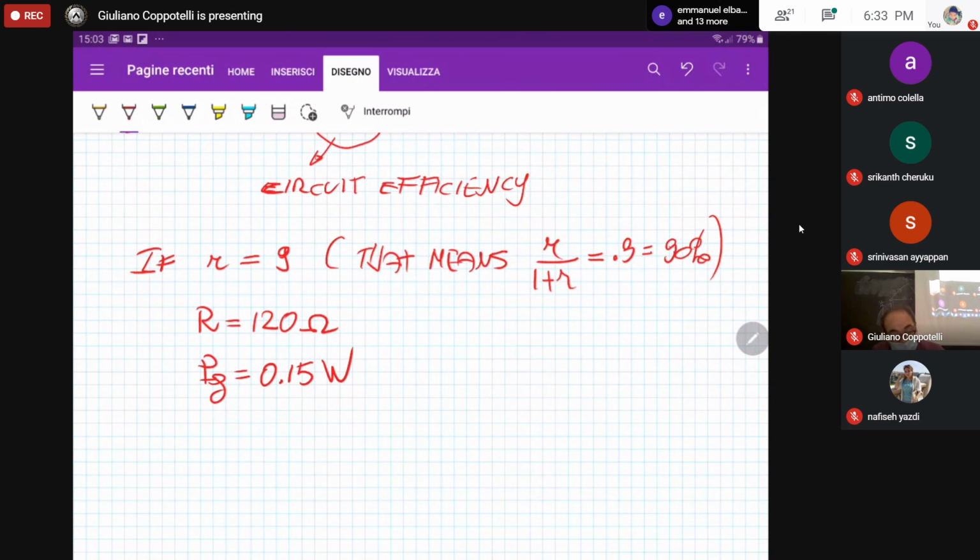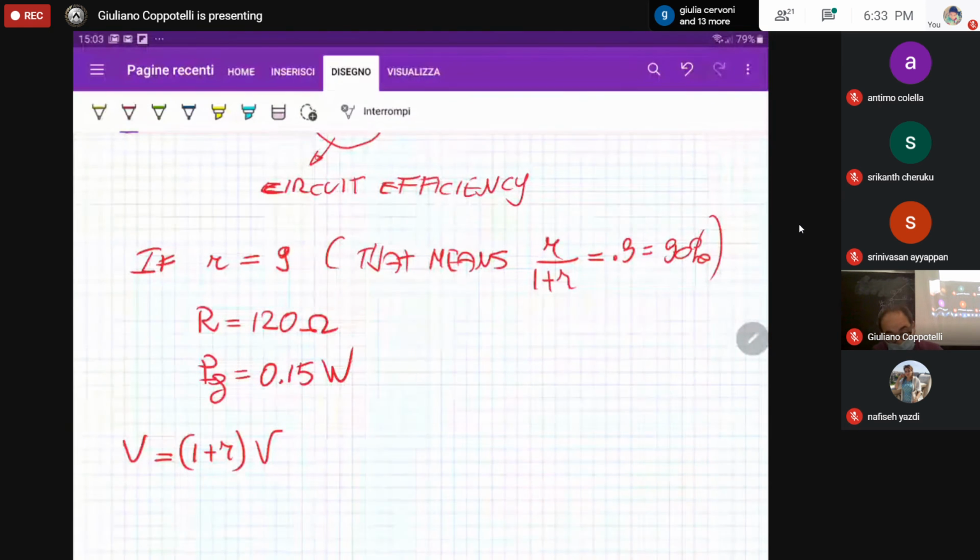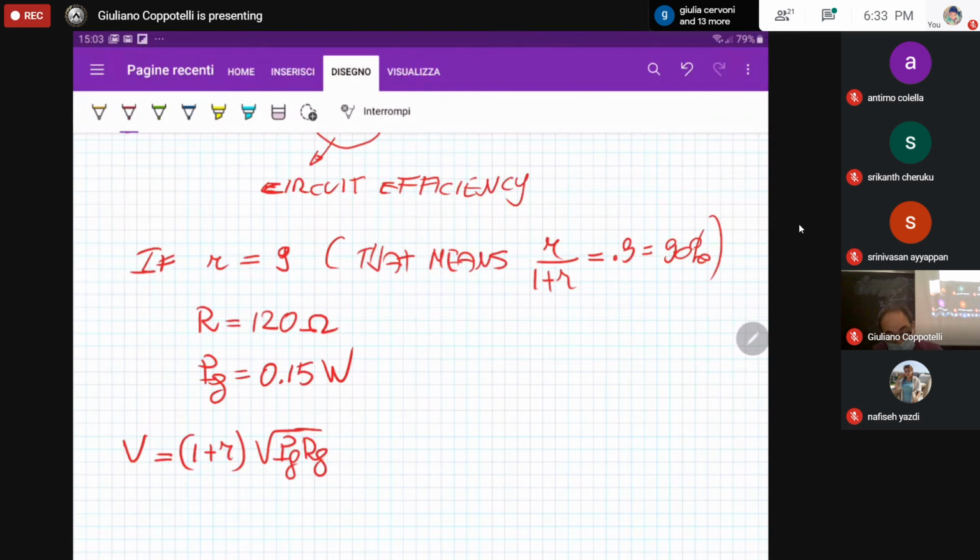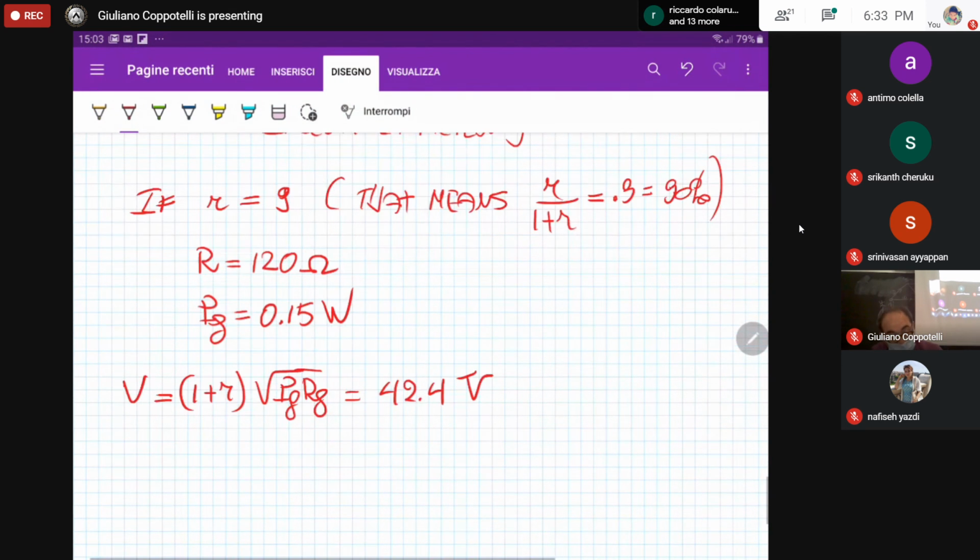Then what we can have is that V is equal to 1 plus R to the square root of P Rg, that is equal to 42.4 volts. And the corresponding sensitivity is approximately 7.06 volts over microstrain.